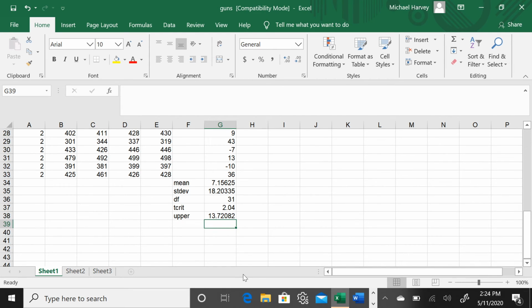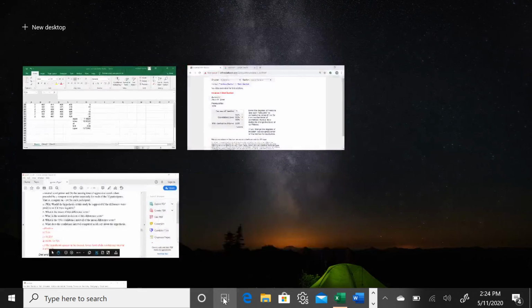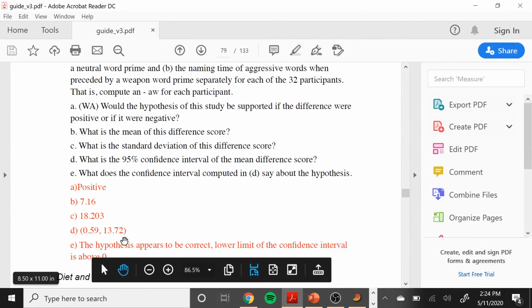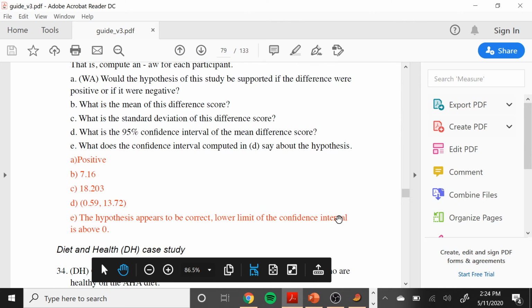13.721 is what you would be reporting. Now let's see if Lane has that. I'm just curious. Yeah, he's got the same thing. So you can go ahead and calculate the other one if you want. All right, now let's see what else we have here.